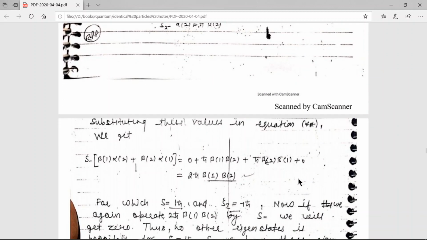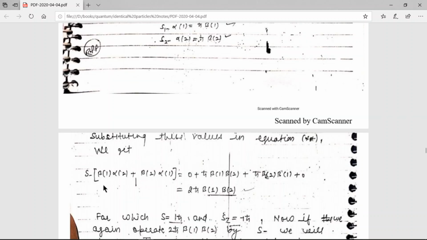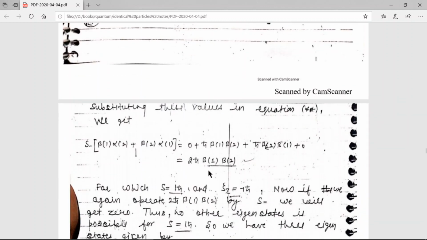Now substituting the value, we get this result. Here 0 comes out from this state, because the state 1/2, minus 3/2 doesn't exist for an electron system. For an electron, spin is only defined by plus 1/2 and minus 1/2. Minus 3/2 doesn't exist for an electron, so this value is 0. So s minus applying on beta will be 0, for beta 1 and beta 2 it will be 0. By solving this we get this result, twice h cross beta 1 beta 2.